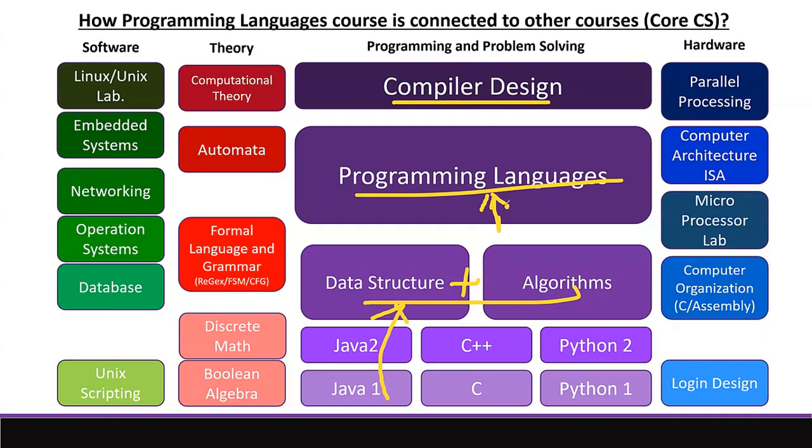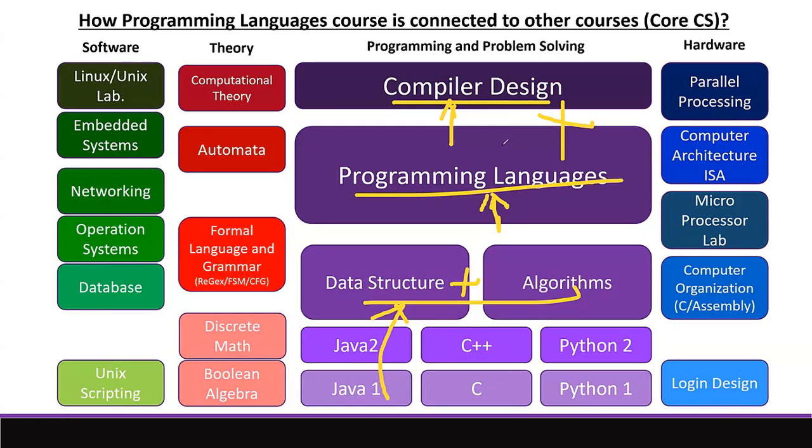So in programming language, the main topic is the design of a programming language. We talk about the features of many programming languages, and also how to design a language. The implementation part is compiler design. Usually programming language and compiler are sometimes combined in one course, but sometimes they are separate.